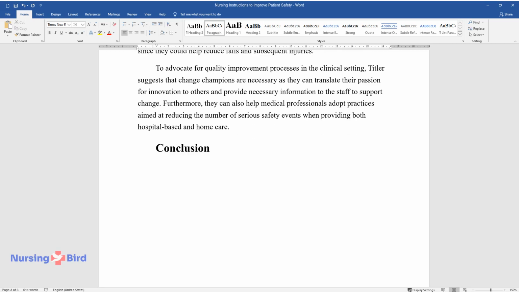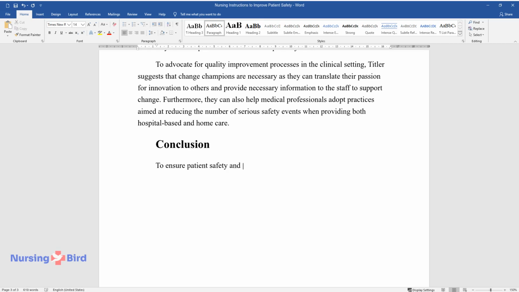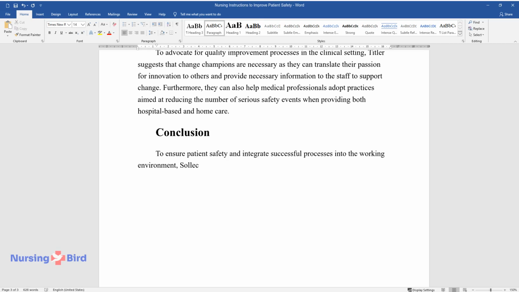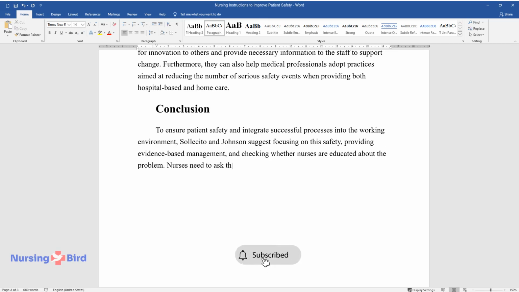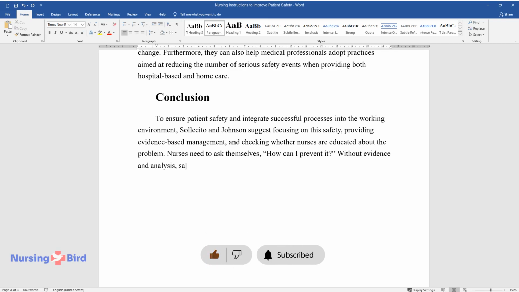Conclusion. To ensure patient safety and integrate successful processes into the working environment, Sollecito and Johnson suggest focusing on this safety, providing evidence-based management, and checking whether nurses are educated about the problem. Nurses need to ask themselves, how can I prevent it? Without evidence and analysis, safety and quality of care will be insufficient.